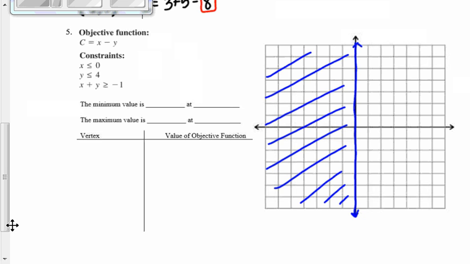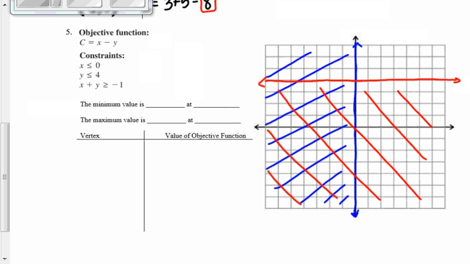And then it says y is less than or equal to 4. So I'm going to make a horizontal line at 4 and also shade down because it says less than. So you can see that big rectangular region that they're both shaded.